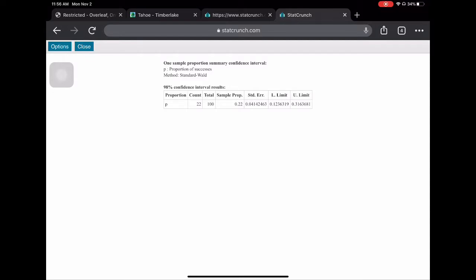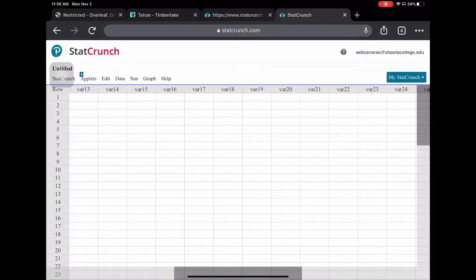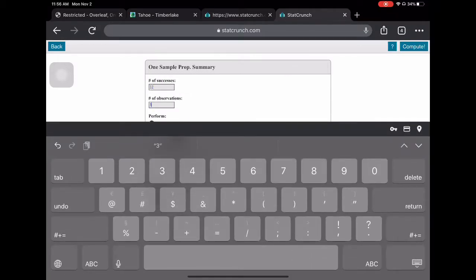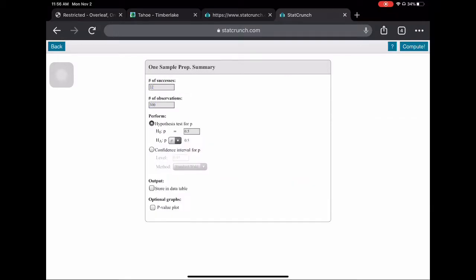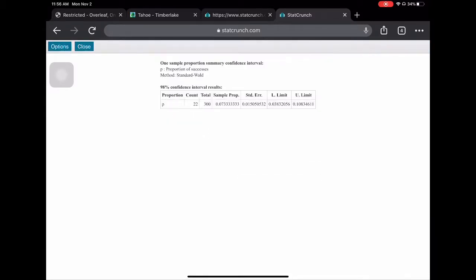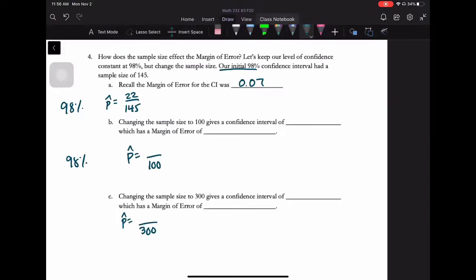Let's do it again with 300, and then we'll transfer these values over to our paper. Again, 22 out of 300, confidence level of 0.98. We've increased our sample size here, and now we have a lower limit of 0.038 and an upper limit of 0.108. Now remember, our p hats have changed. So our p hat is different for these problems. Copying those intervals down and changing our p hat values.